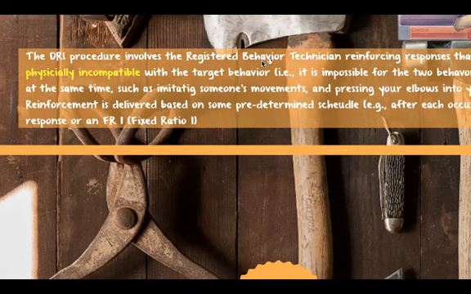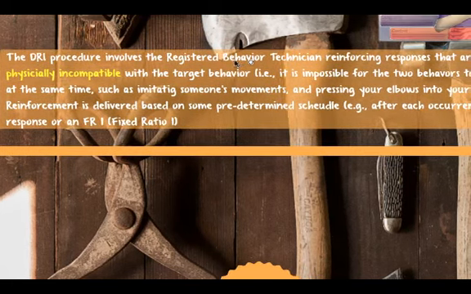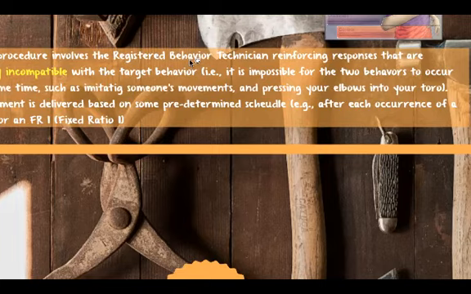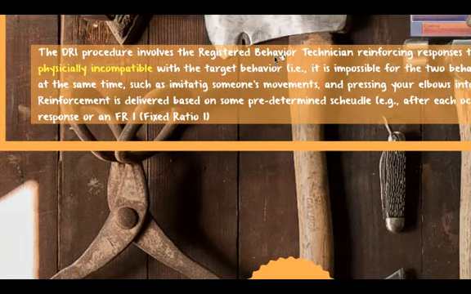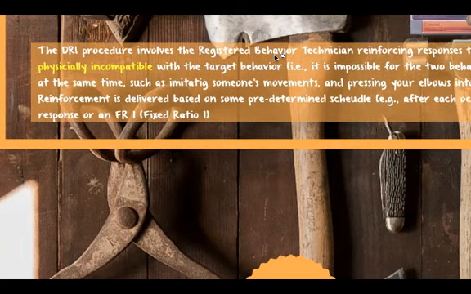So reinforcement is delivered based on some predetermined schedule. So after each occurrence of the incompatible behavior that you see, you can reinforce. So you can do that on a fixed ratio schedule. For example, if you notice and observe that the person is engaged in something physically incompatible with the target, you can reinforce them every time you see it. That's what's referred to as a fixed ratio 1 schedule. If you reinforce a person after every third time you see it, which is a possibility, we'd refer to that as a fixed ratio 3 schedule, every third time.